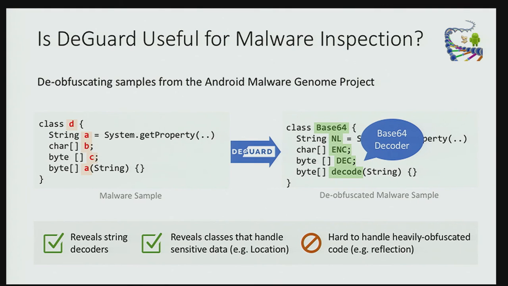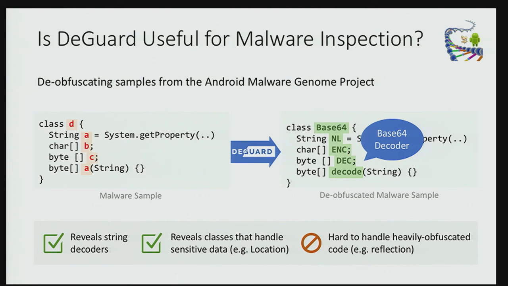But instead, we manually inspected the samples, and we found the cases where DGuard is successful and where it's not. So I'm going to share a couple of findings that we discovered during this process. One thing we discovered is that DGuard was quite successful at revealing string decoders, and this is what the example on this slide shows.